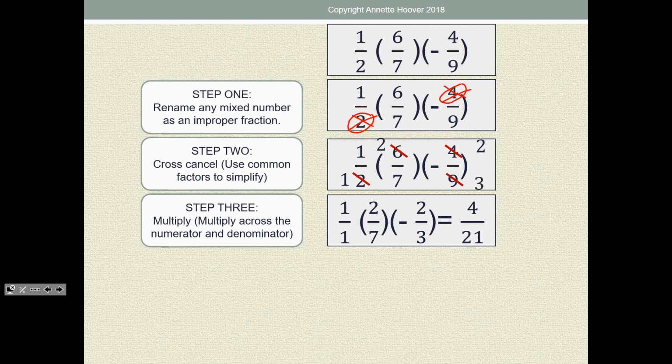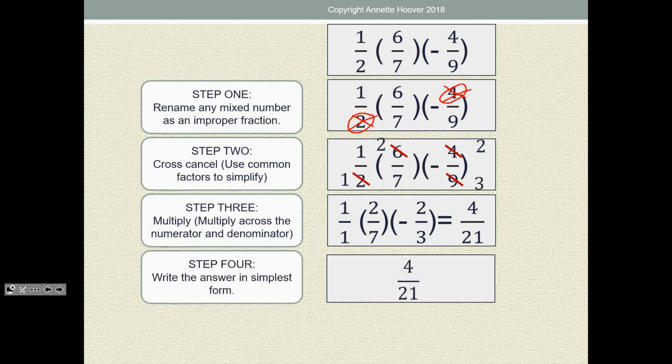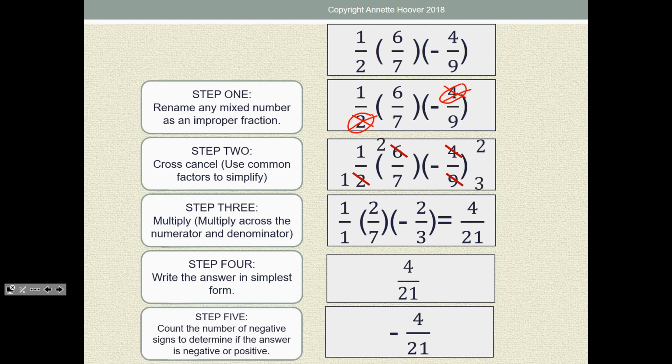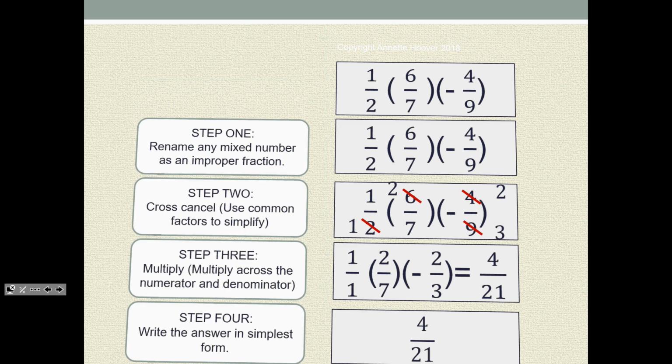So we have 1 over 1, 2 sevenths, and a negative 2 thirds. So 1 times 2 is 2. 2 times 2 is 4 for our numerator. 1 times 7 is 7. 7 times 3 is 21. That gives us 4 21sts. We go back and look. We'll see that there's one negative from the 3 factors. So our final answer has to be a negative 4 21sts.